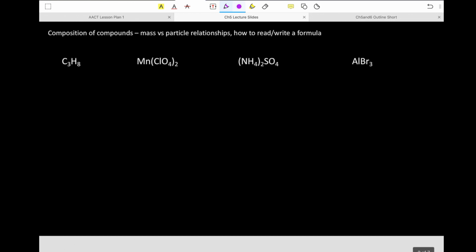Okay, next up, let's talk about mass versus particle relationships and how to read and write formulas, some basics. And this should harken back to things you already know from middle school. So, first of all, if we have a formula like this, which is propane, this tells us that we have 3 atoms of carbon for every 8 atoms of hydrogen in one molecule of C3H8. Yes, does that make sense? So there are 3 atoms of carbon, 8 atoms of hydrogen in every one molecule of C3H8.